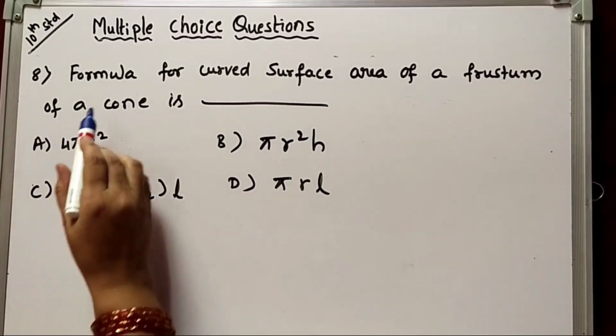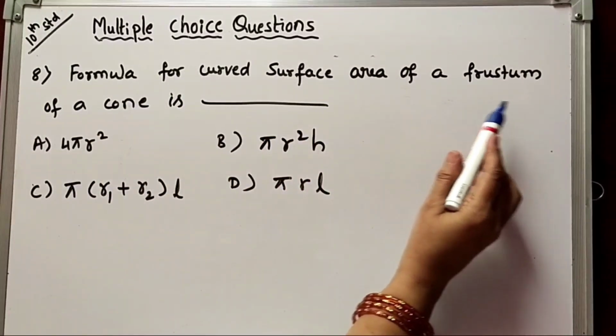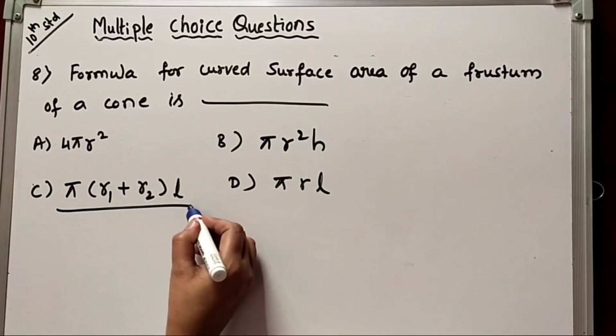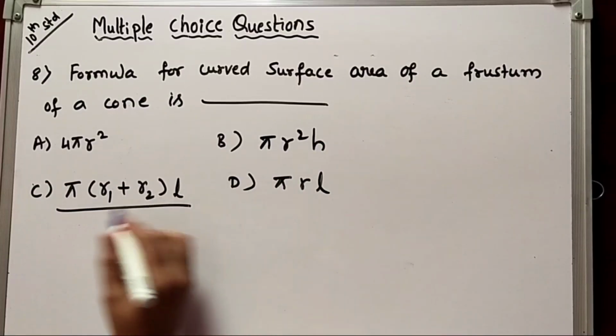Question number 8. The formula for the curved surface area of a frustum of a cone is, the formula is pi bracket r1 plus r2 into L. Option C.